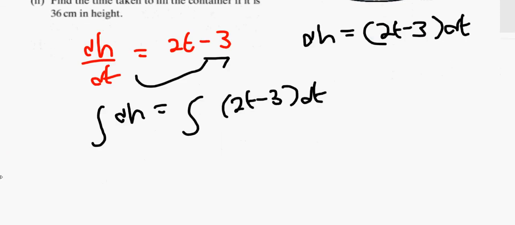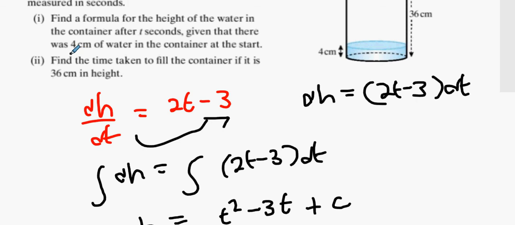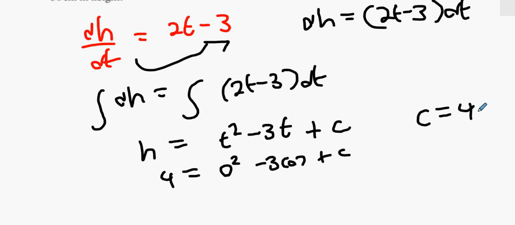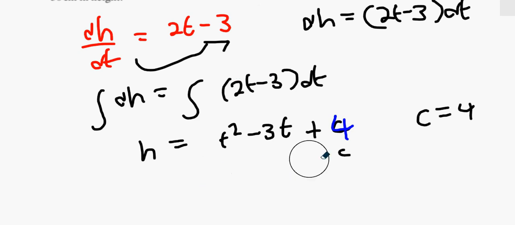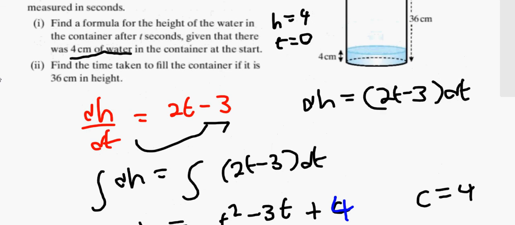Now, next thing, integrate both sides. What do we get here? H equals, and would everybody be happy with t squared minus 3t plus what? Plus c. Now, is there any information that we can get here? H equals 4 when t equals 0. So what does that mean? Everybody cool with that? What does that mean for the equation? Exactly. We good? Alrighty. Next, find the time taken to fill the container if it is 36 centimeters in height.